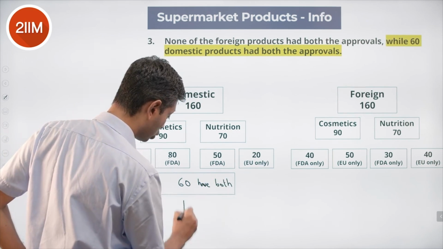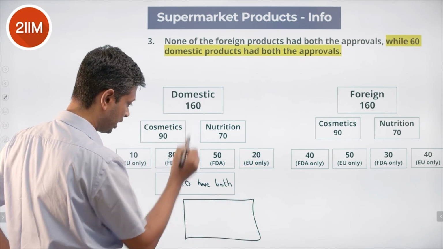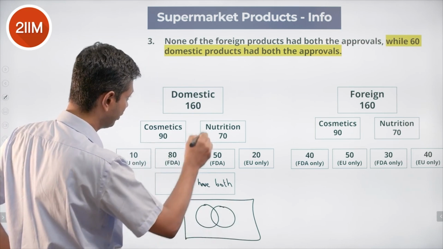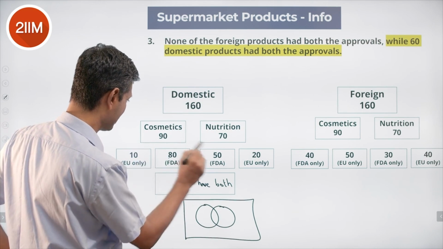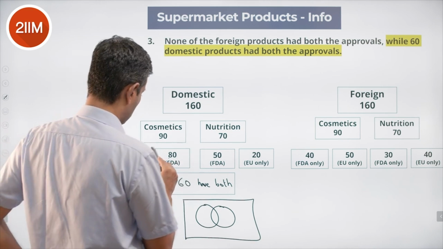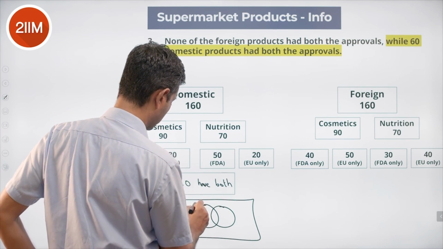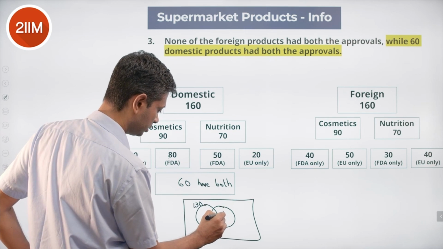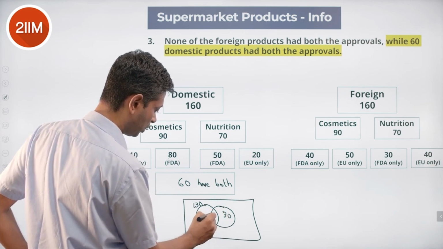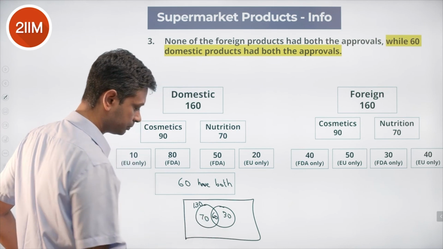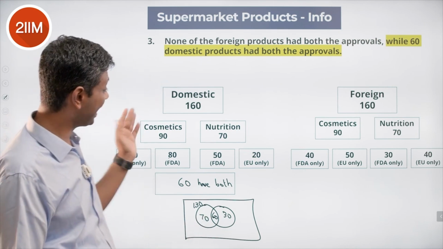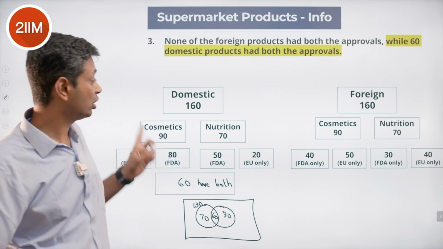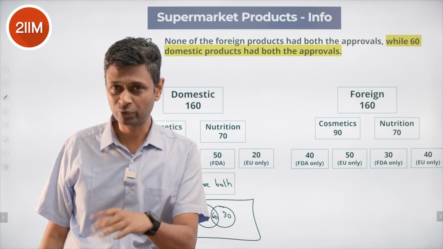So if you think of this both put together, cosmetic and nutrition, cosmetic would be 90 and 70, total 160. FDA adds up to 80 plus 50, 130. EU only is 30. This overlap is 60. This should be 70. But this is both cosmetic and nutrition put together. How many of FDA and EU together sit in cosmetic and nutrition? We don't know. We don't know as of now. Maybe something else will come.